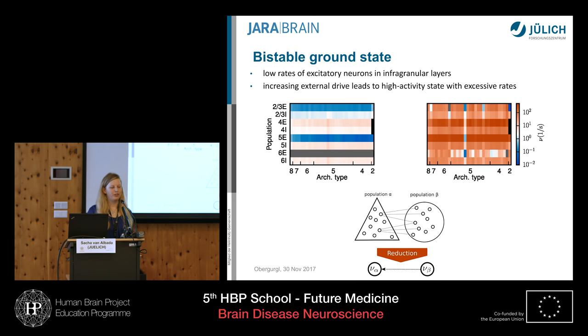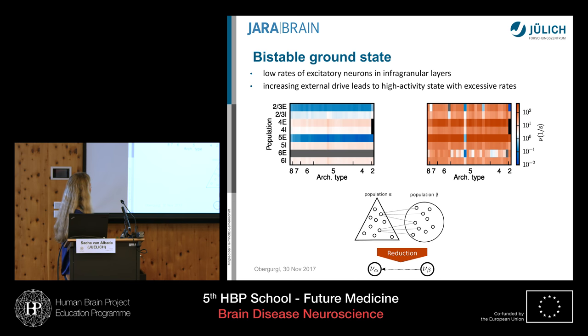When you define a model in such a bottom-up way, just putting lots of experimental data together, what usually happens is that initially you don't get reasonable activity. And so neither did we. We found that there's either low activity or high activity. The activity here in this state is excessive.